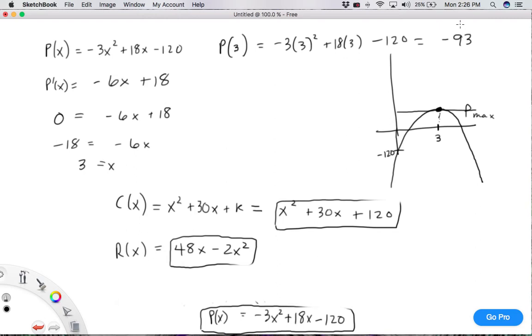That's not good news. That means this firm is about to go down, right? The maximum profit is a negative number. That's not a good thing. Okay, so part C is going to be there's a loss of $93. I think that's the answer.